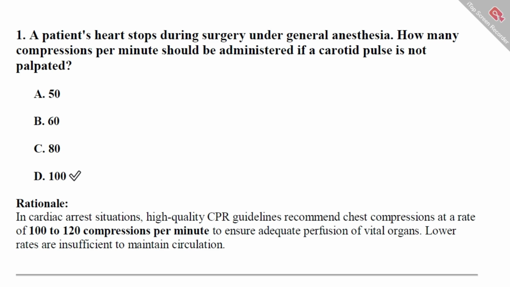Why? The rationale is, in a cardiac arrest situation, high quality CPR guidelines recommend chest compressions at a rate of 100 to 150 compressions per minute to ensure adequate perfusion of vital organs. Lower rates are insufficient to maintain circulation.